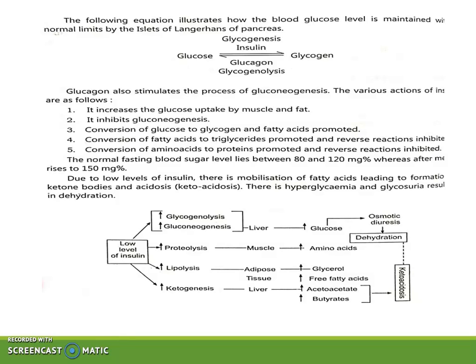Glucagon also stimulates the process of gluconeogenesis. The various actions of insulin are as follows. It increases the glucose uptake by muscle and fat. It inhibits gluconeogenesis. Conversion of glucose to glycogen and fatty acids is promoted. Conversion of fatty acid to triglyceride is promoted and the reverse reaction is inhibited. Then conversion of amino acid to protein is promoted and the reverse reaction is inhibited.